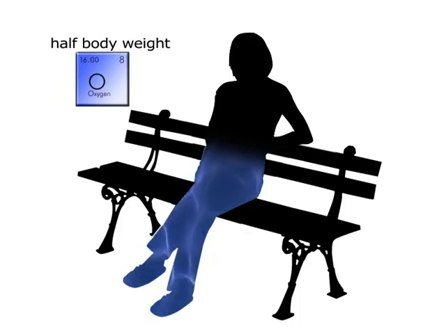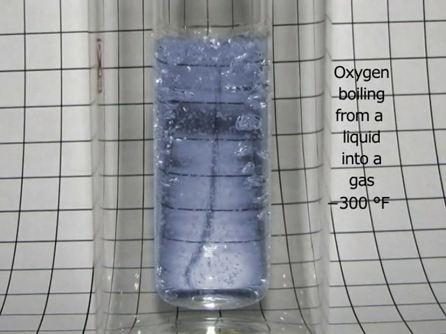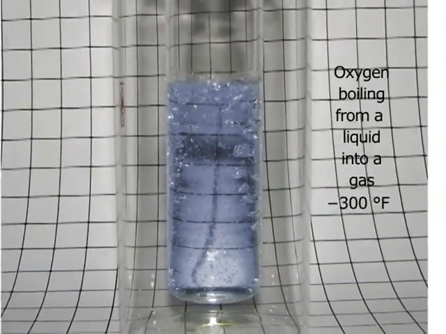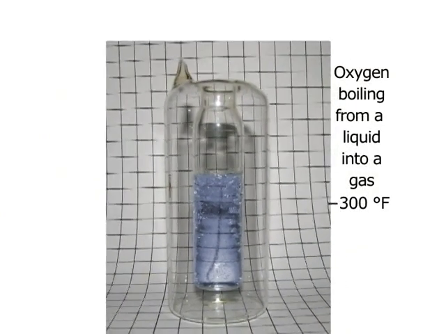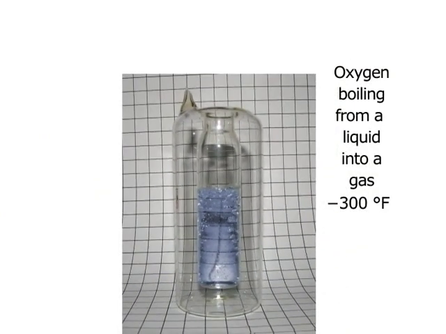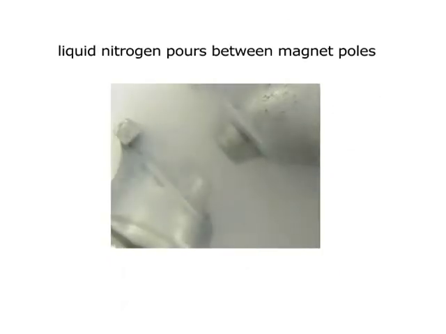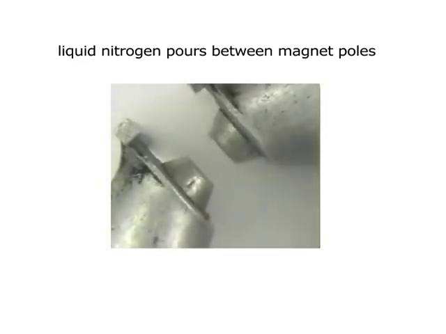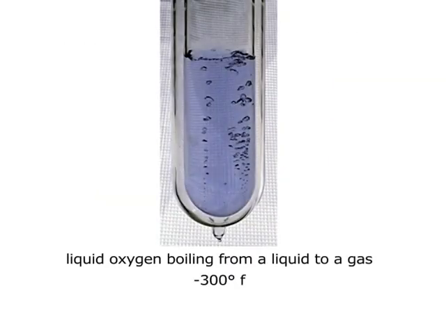As unlikely as it sounds, oxygen is actually paramagnetic, meaning that oxygen is weakly attracted to magnetic fields. By reducing the temperature to around minus 300 degrees Fahrenheit, nitrogen and oxygen become liquid. Notice how this strong laboratory magnet has no effect on liquid nitrogen. But liquid oxygen, this nice bluish liquid, is attracted.